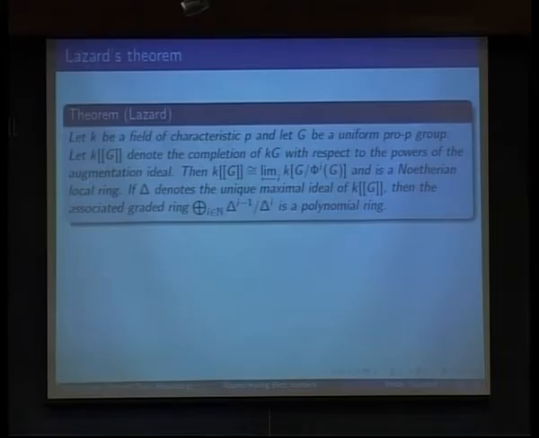So G could be a congruence subgroup, matrices congruent to 1 modulo p. And then if you form this completion and then take the associated graded ring, you finish up with a polynomial ring. And yes, you can just about do it. It's not too bad. It's just sort of doing a Baum's calculation.